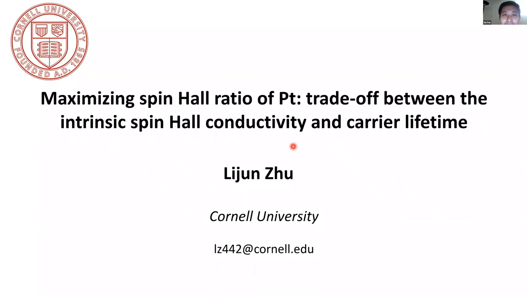Dr. Lijun Zhu received his PhD at the University of Chinese Academy of Science in 2014, studying growth and transport of perpendicularly magnetized materials. He then worked as a postdoc at Martin Luther University for 1.5 years on time-resolved MOKE for studying ultrafast spin dynamics. After that, he joined Cornell University as a postdoc and has since worked on spin Hall-related spin transport in magnetic multilayers. Dr. Zhu, please go ahead with your talk.